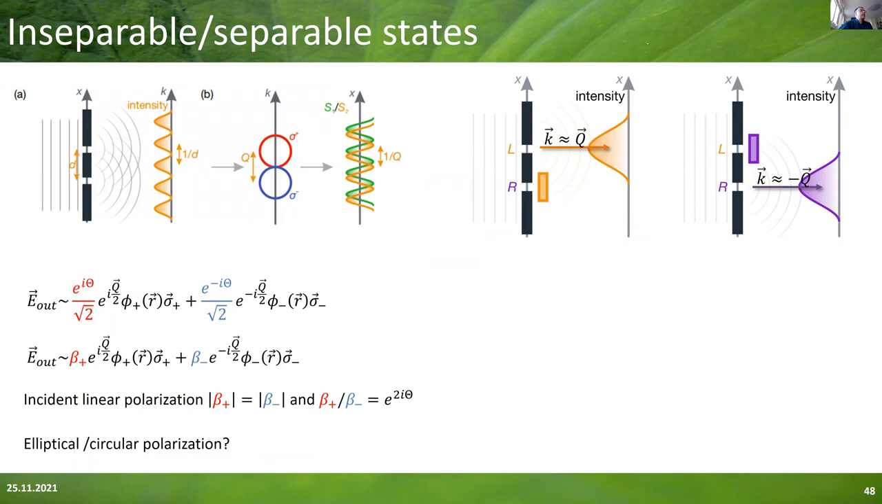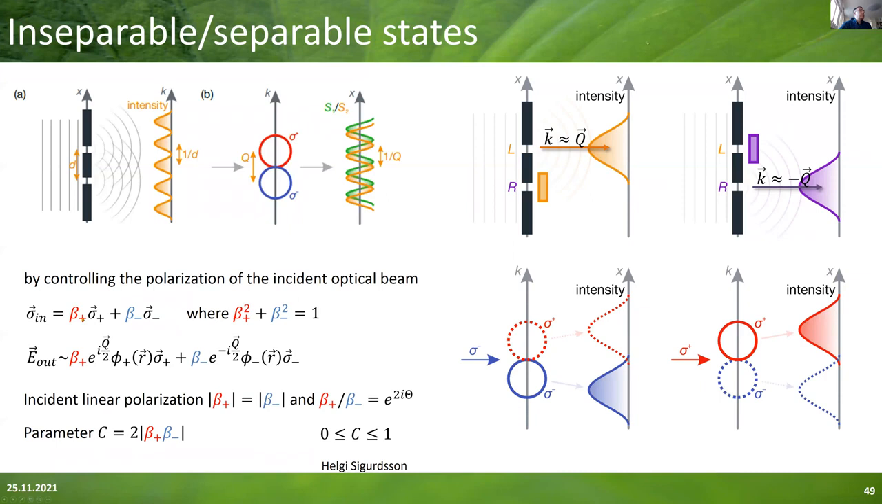As I understood your question, you are asking if I can change the occupation of sigma plus and sigma minus. Yes, of course. Just by choosing the amount of sigma plus and sigma minus polarization in the incident light, one can choose between sigma plus, sigma minus, linear polarization, or elliptical. By this you can tune not only the visibility of the polarization fringes but also the amount of separability and non-separability of the state in the sense of the S3 parameter.